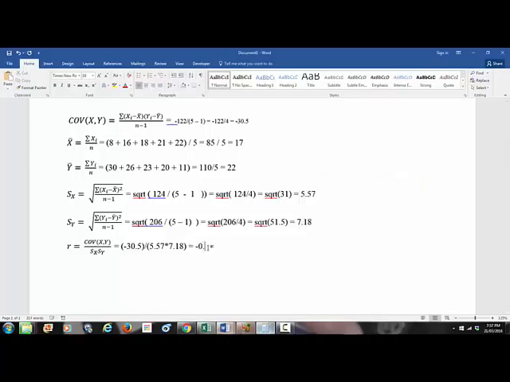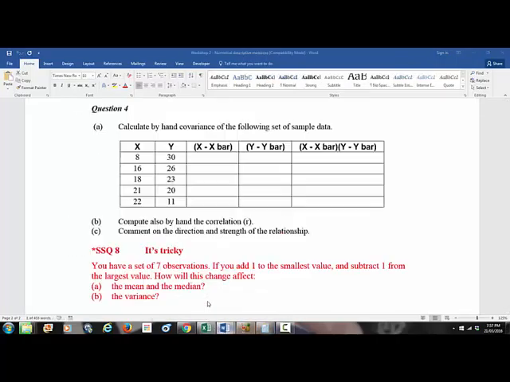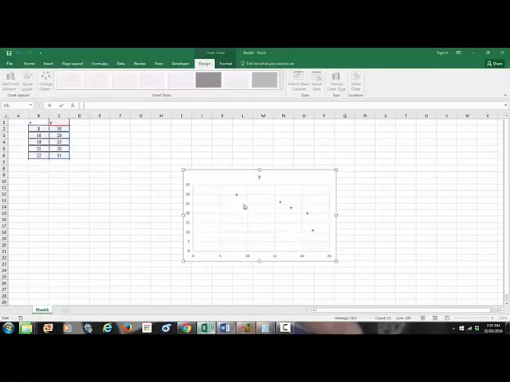Negative 0.76. So, in terms of the mechanics, we have now calculated the covariance, and we've calculated what I'm just going to call the regression coefficient from now on. So let's have a look to see if there are any other questions related to this. Now it says comment on the direction and the strength of the relationship. Before we went into anything, we did talk a little bit about the nature of the relationship.